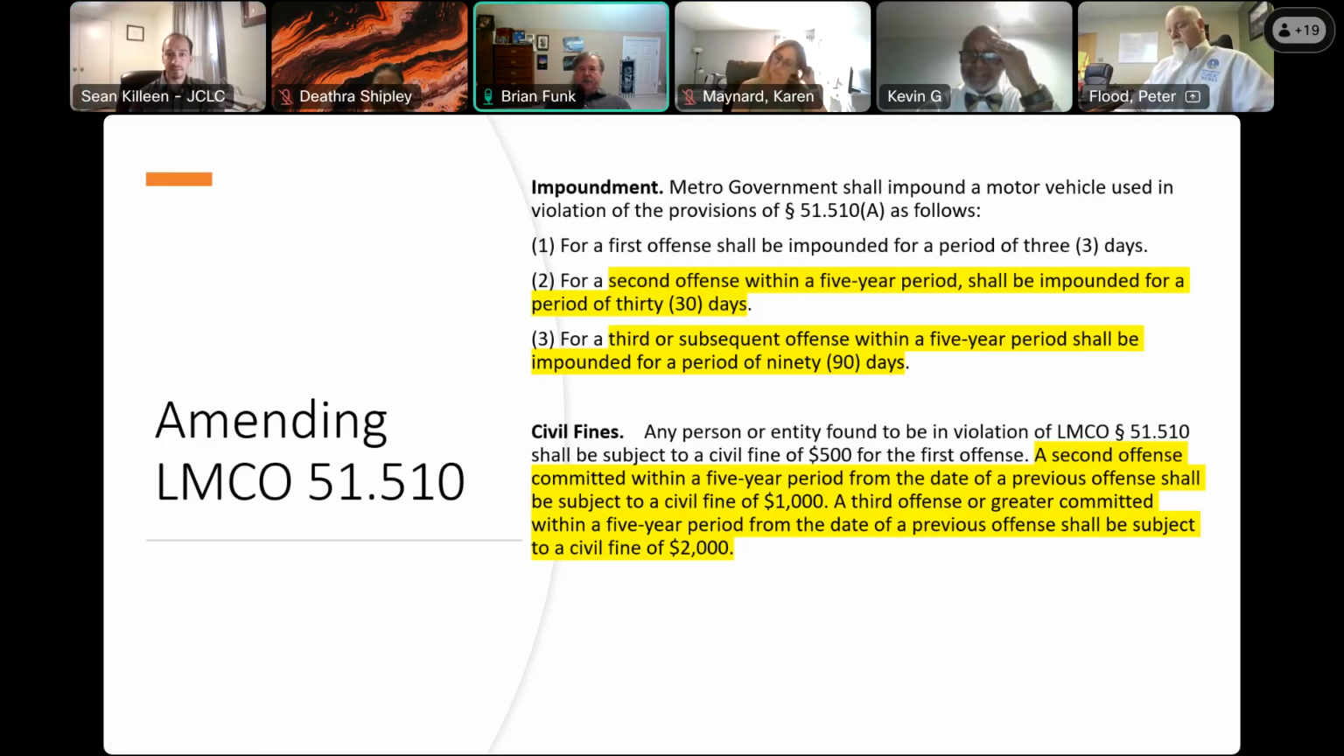So Pete, we're counting backwards, not ahead. Correct. From that first offense, they're on the clock. If they do it again within 5 years, they get the second offense. They do it 3 times, they get the third.